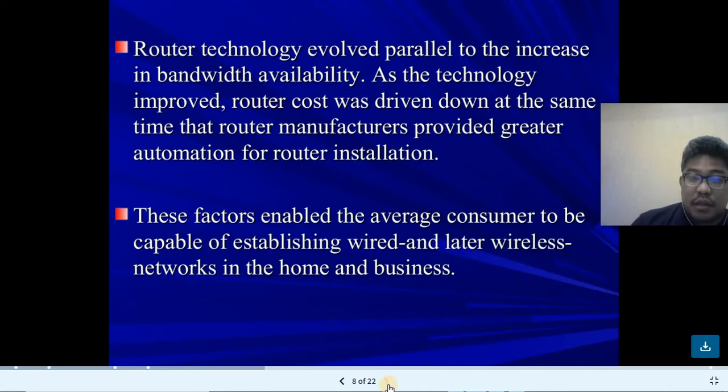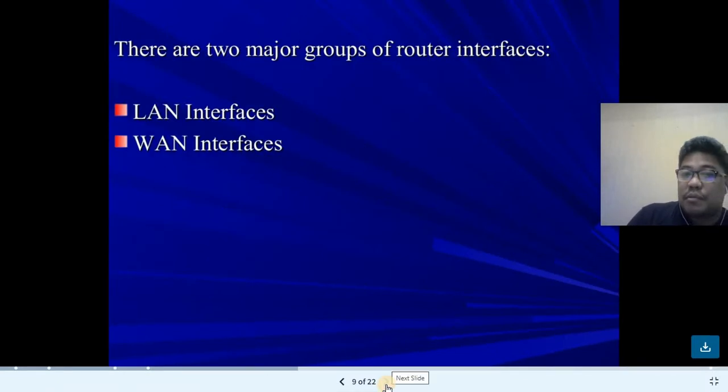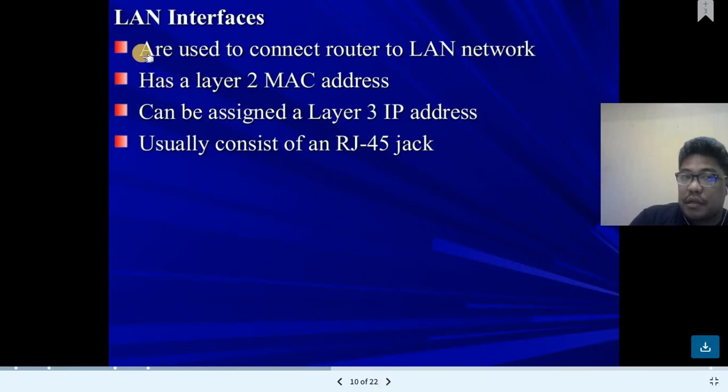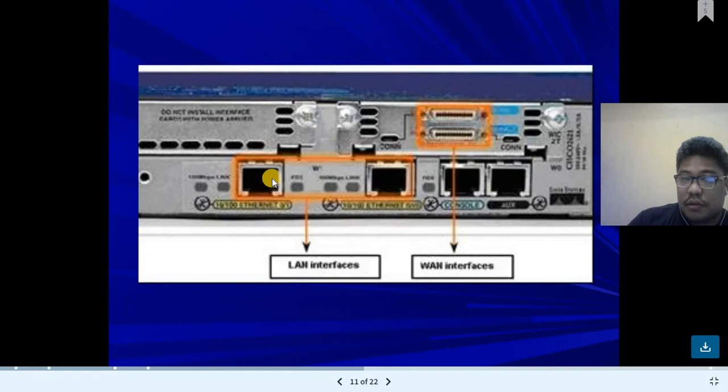Okay, next, there are two major types of router interfaces, or the GUI: LAN interfaces and WAN interfaces. Okay, LAN interfaces are used to connect router to LAN network. LAN through wired, okay, has a layer 2 MAC address. So there are two layers for the physical addresses. Can be assigned a layer 3 IP address. Usually consists of an RJ45 jack. RJ45 kasi wired siya, no? Yung cable. Okay, wired. Ito yun, yung saksakan ng LAN interface ng isang router.